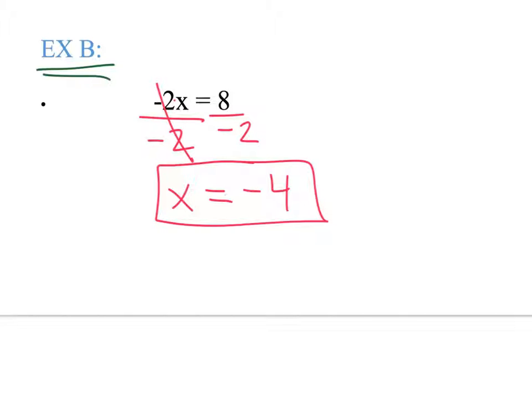Let's check my answer to make sure that I'm correct. Is negative 2 times negative 4 a positive 8? Yes, it is. So I know I did a great job.